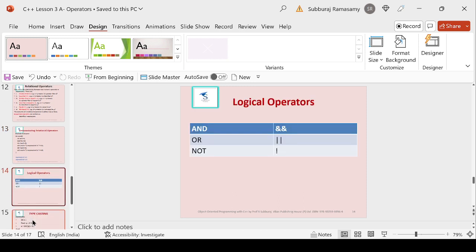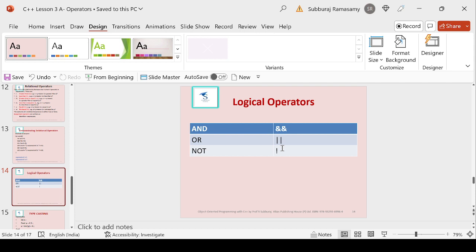So let us recall, we have looked at arithmetic operators and assignment operators. Then we looked at relational operators. Now we look at logical operators, the third type. AND is represented by two ampersands. OR is represented by two straight lines. When you use shift, we can easily type the vertical line.